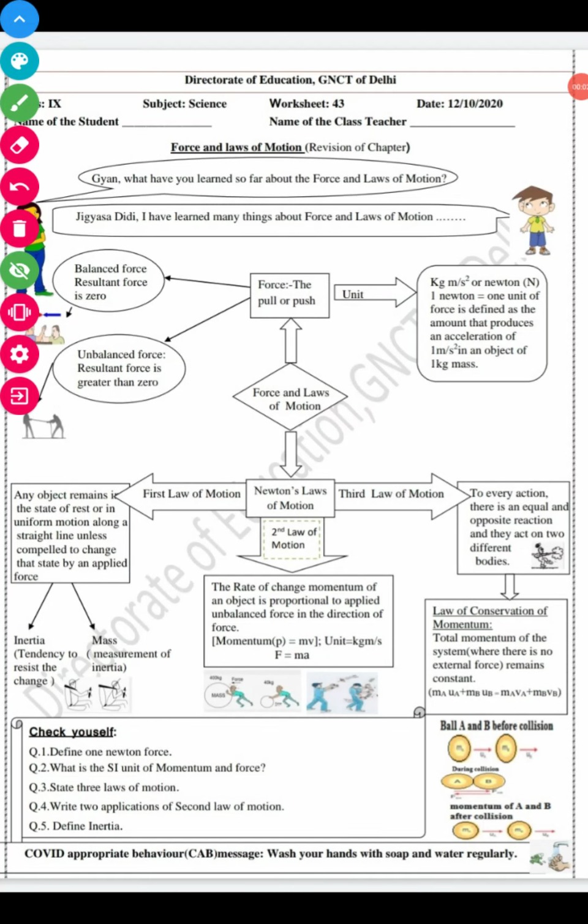Good morning, students. Once again, you are welcome to do worksheet 43, and in this worksheet, we will revise our chapter Force and Laws of Motion.